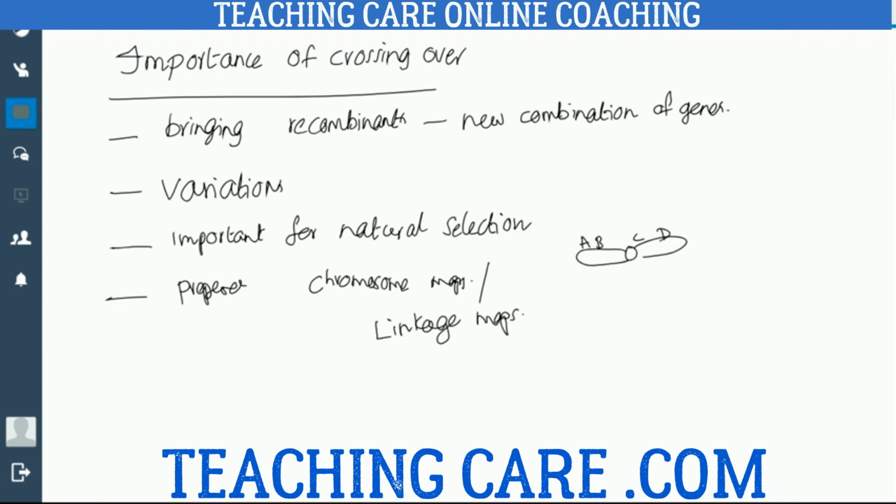How many types of crossing over are there? Three types: single crossing over, double crossing over, and multiple crossing over. Single crossing over takes place at only one point. Double crossing over takes place at two points. Multiple crossing over takes place at more than two points.